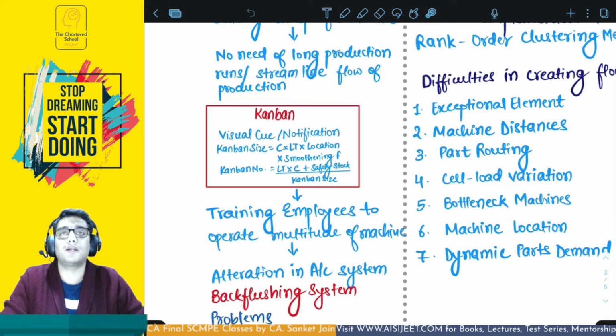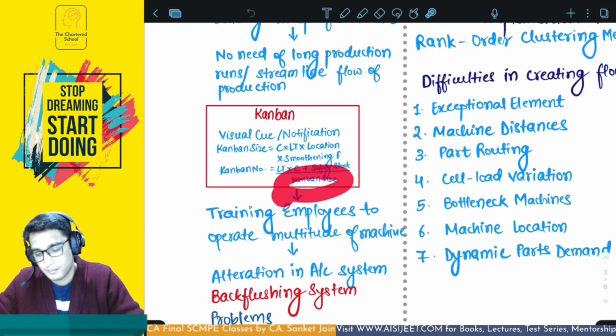Alright, now what is Kanban number, as in the number of boxes or the number of Kanbans? The formula is lead time multiplied by consumption plus safety stock, divided by Kanban size. Lead time multiplied by consumption plus safety stock, divided by Kanban size. Okay, so Kanban size is going to come from here.